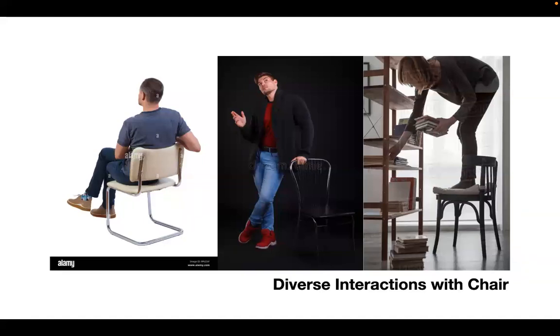Take a chair, for example. One could sit on a chair, another could rest their hand on a chair, while others might stand on a chair to reach something. Current available approaches do not explicitly model interaction diversity, despite its importance.